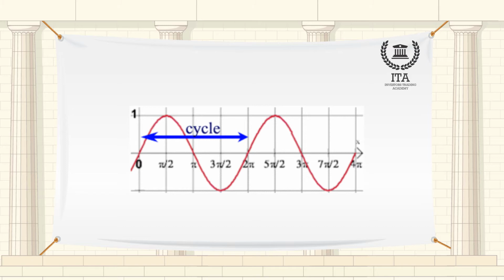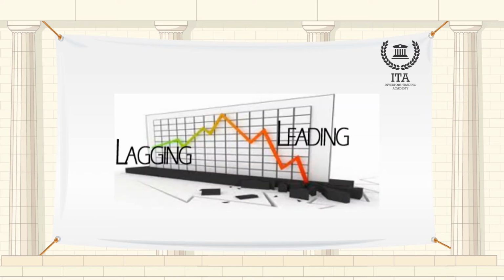There is a vast array of oscillators, many of which are very similar. Here, we will present the most commonly used types. Oscillators are primarily used as leading indicators, so their purpose is to inform us about a possible start of a new trend or its reversal.